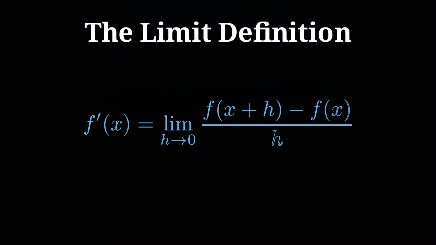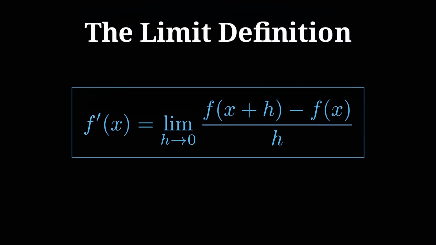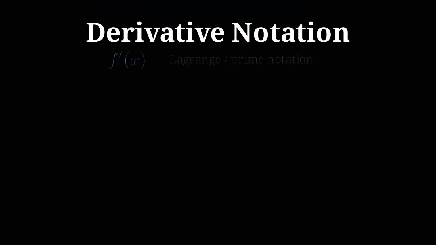Here's the formal definition. The derivative of f at x is the limit as h approaches 0 of f of x plus h minus f of x, all divided by h. This fraction is the slope of the secant line from x to x plus h. As h shrinks to 0, the second point merges with the first, and the secant becomes the tangent. The limit of those slopes is the instantaneous slope, the derivative. This definition is the foundation of everything in Unit 2.